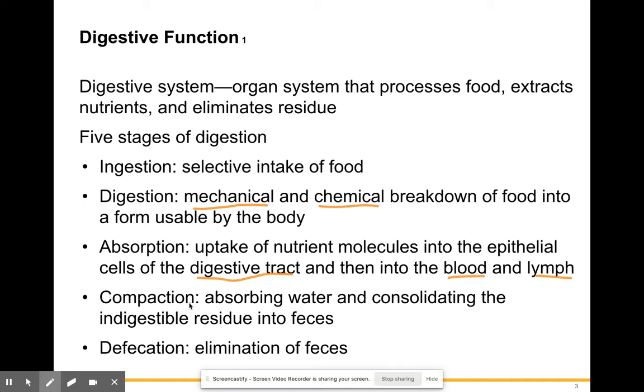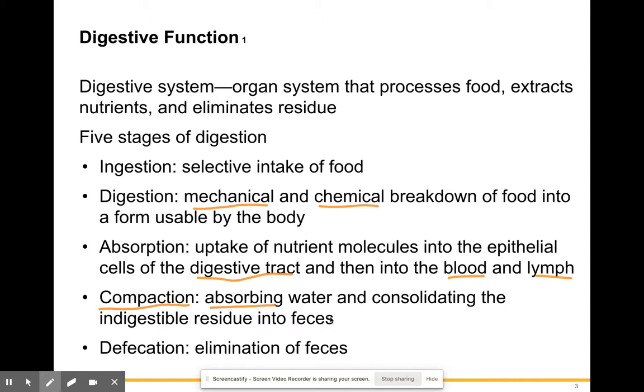Once it gets to a certain portion of your lower digestive tract, compaction occurs. Compaction is when you absorb water and consolidate the indigestible residue into feces. When food particles that you didn't use and water enter your large intestine, it's kind of like sludge. It's very liquidy, sludgy material. Once it gets into your large intestine, that's where most of the water absorption occurs. It's going to compact that by removing the water. What you're left with is solids.